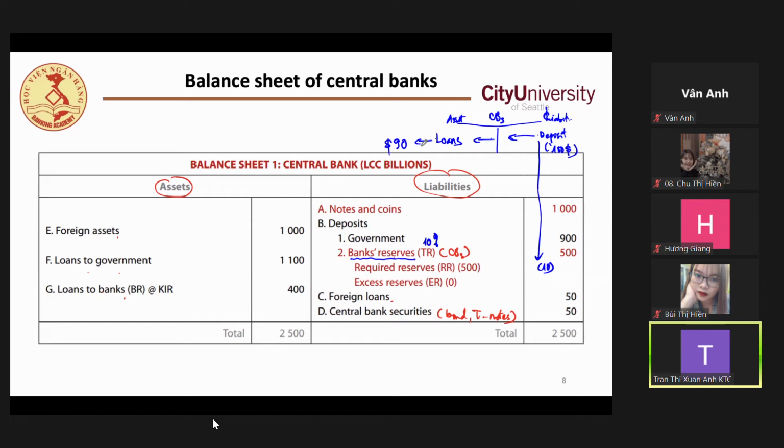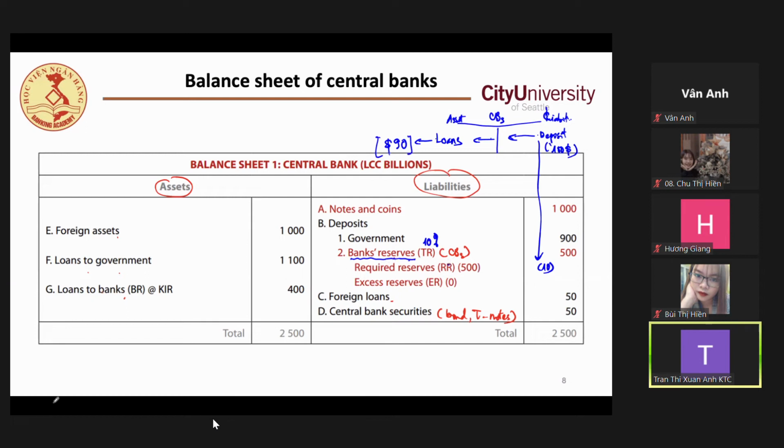Because the loans to clients or borrowers are in the future, and the future is uncertain, so we cannot be sure the bank can get back the full $90 or $100. So that's why in all countries, the central bank requires commercial banks to leave a part of their money as bank reserves at the central bank.